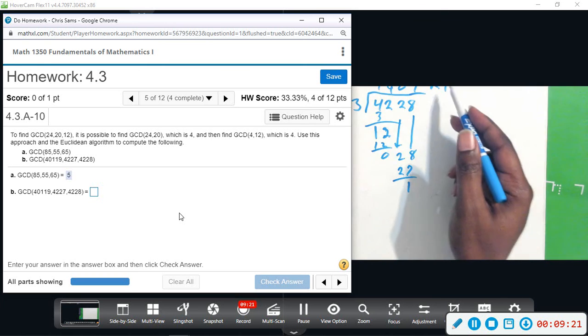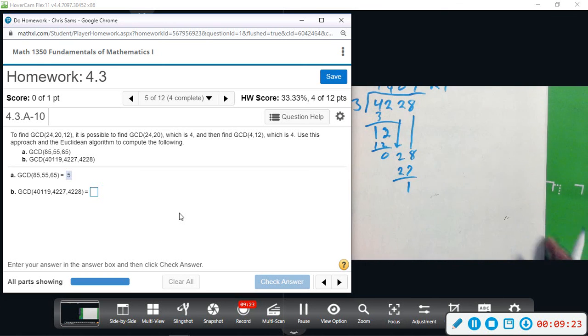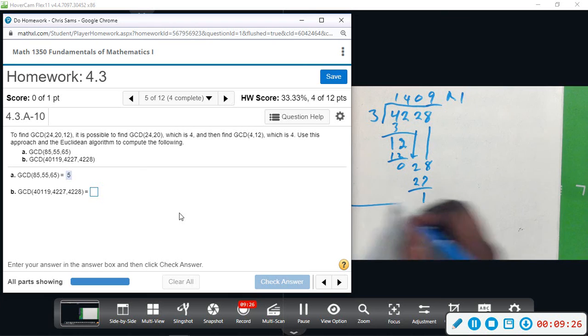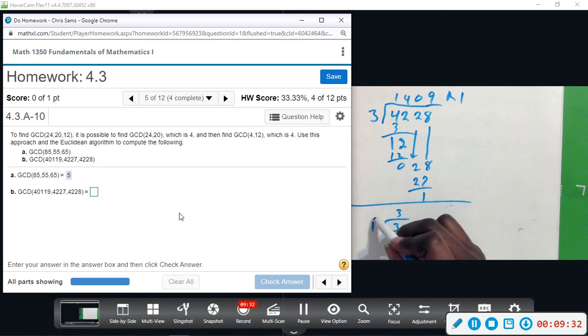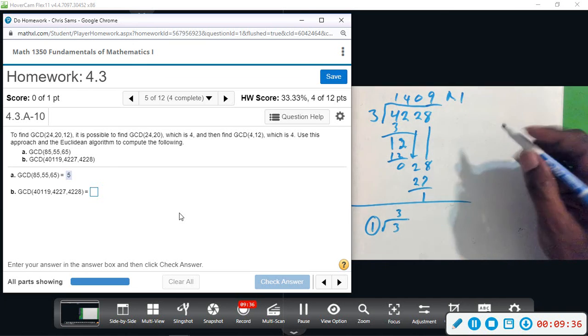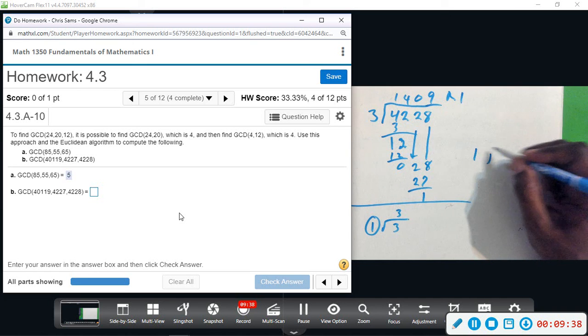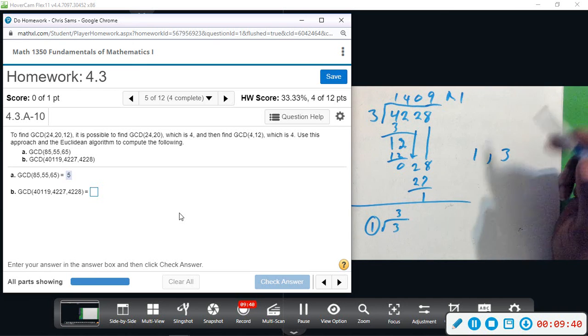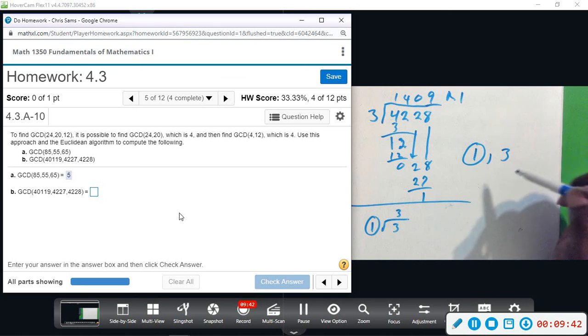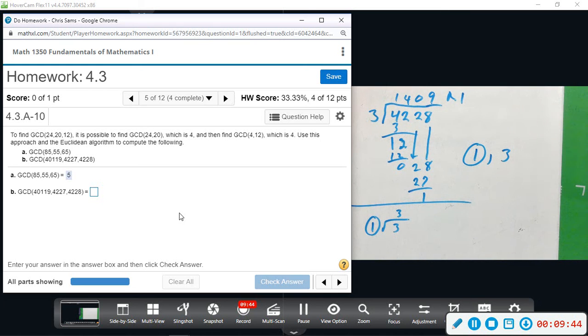Alright, so we would use 1 and 3. That'll be our last go round. So 1 goes into 3 3 times. So the greatest common divisor between these two is 1. The greatest common divisor between the other two is 3. So 1 is going to be the answer because they don't have 3 in common.